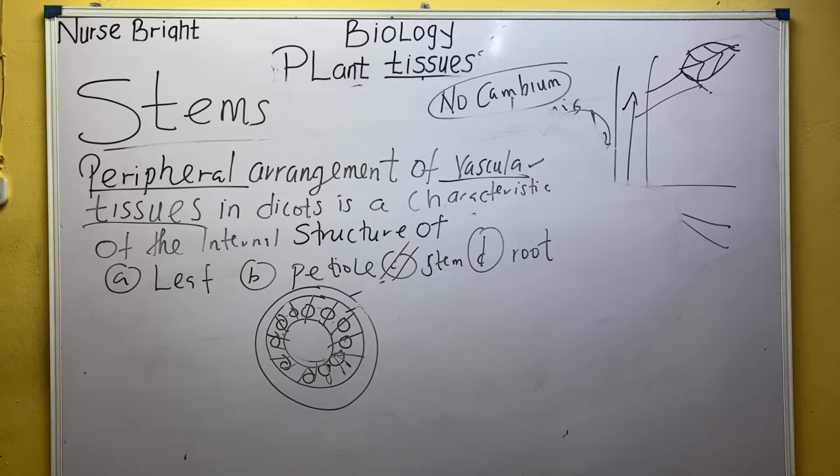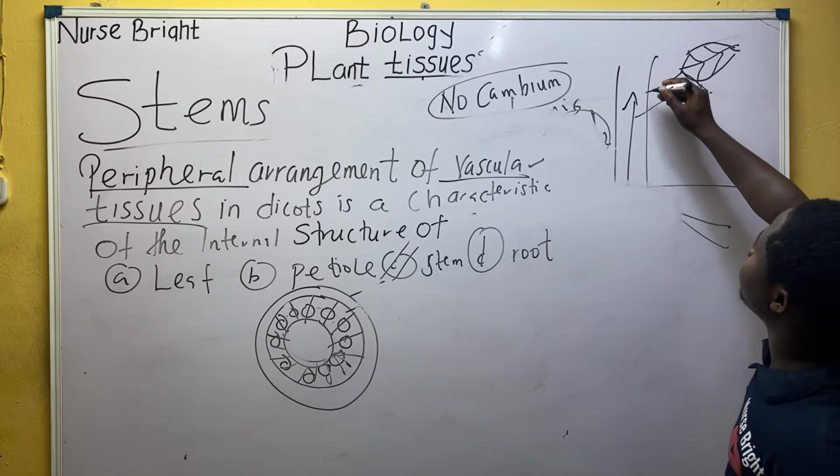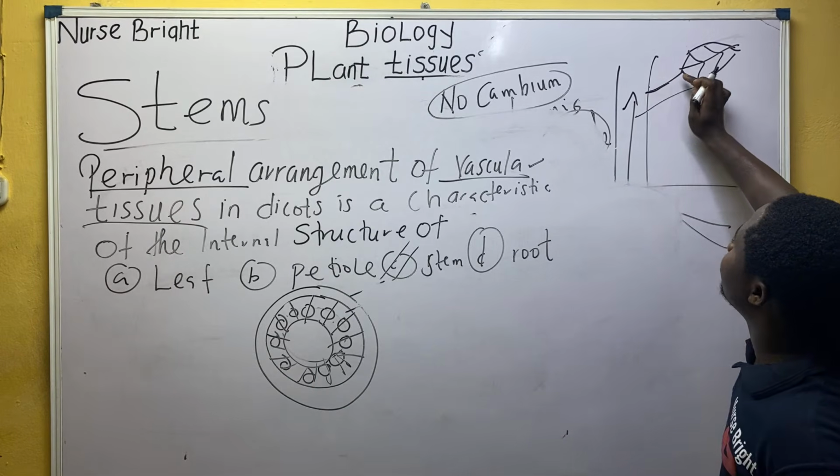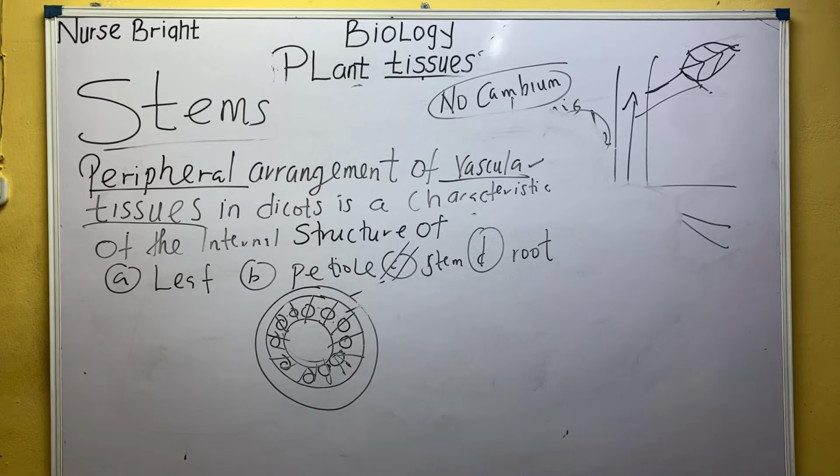When I taught us leaf, I told us it's the stalk that connects the leaf to the stem. Alright. You know, there is a stalk. There is something that connects the leaf to the stem. It's the petiole. What connects the leaf to the stem is called what? The petiole.